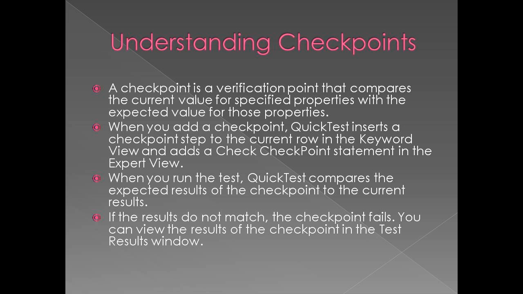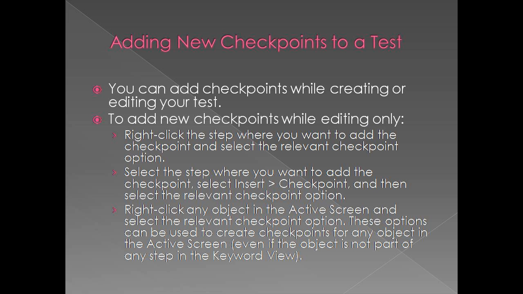When you run the test, Quick Test compares the expected results of the checkpoint to the current results. If the results do not match, the checkpoint fails. You can view the results of the checkpoint in the test results window. You can add checkpoints while creating or editing your test. It is generally more convenient to define checkpoints after creating the initial test.